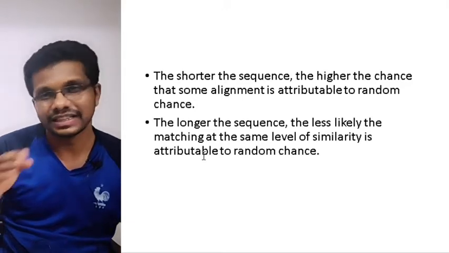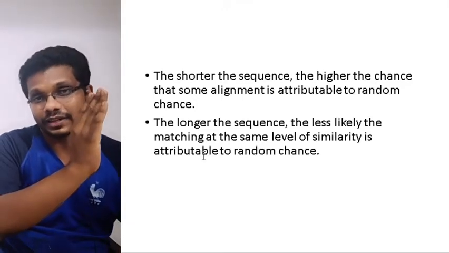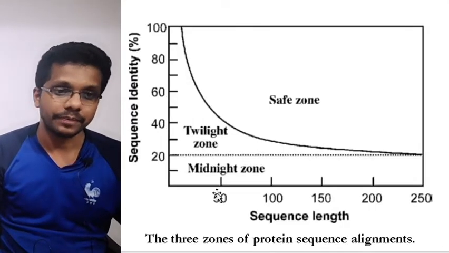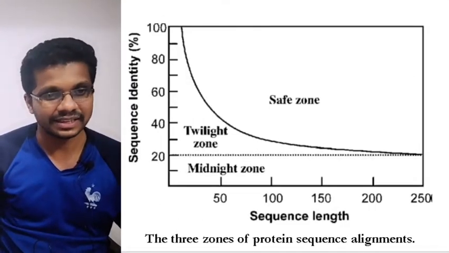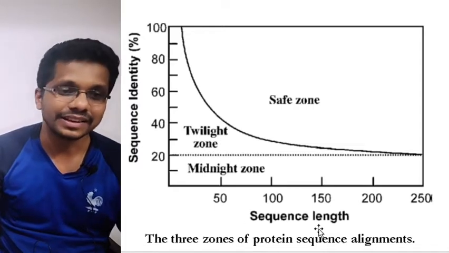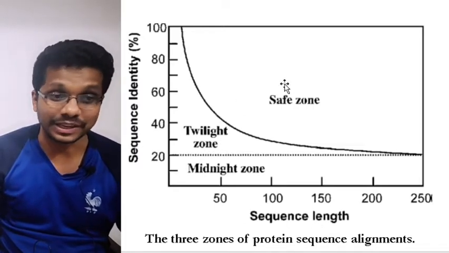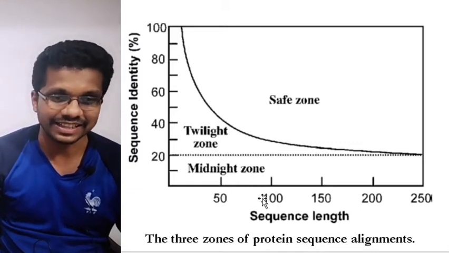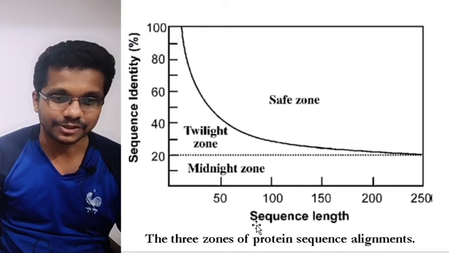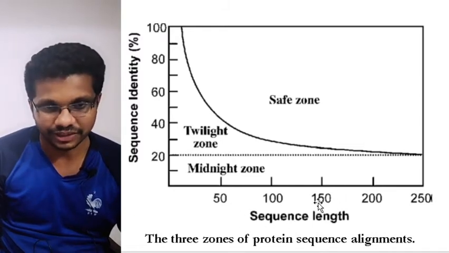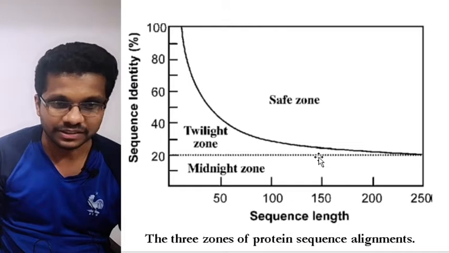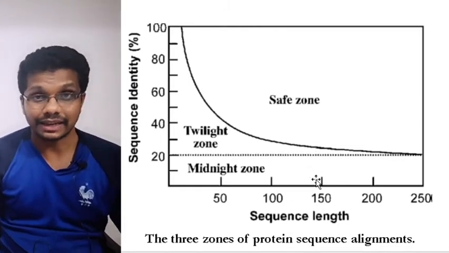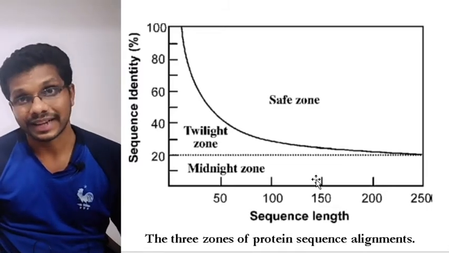So there is a relationship between the accuracy of the alignment and the length of the sequence. This is a graph representing sequence identity and sequence length. Here they have divided it into three different zones. Midnight zone: if a sequence of length 150 has a similarity of 20 percent, that means it is still in the midnight zone. We cannot actually take the data because it may be due to random chance.